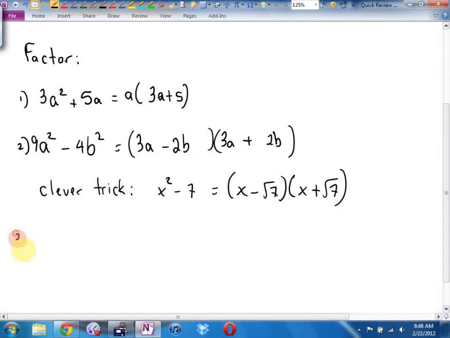And the third thing we show you are trinomials. Factor x squared plus 12x, plus, oh heck, subtract 32.